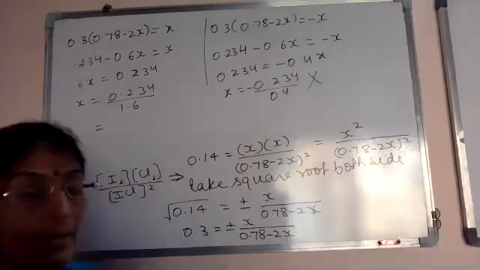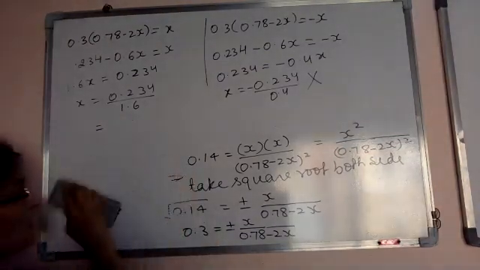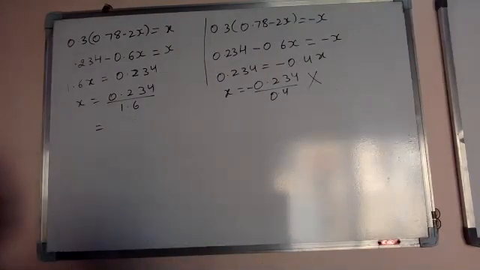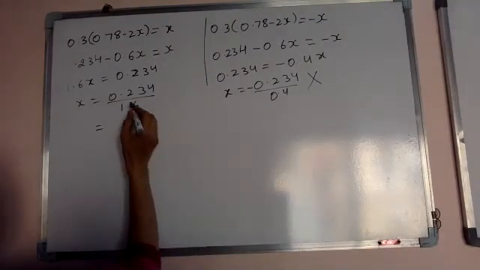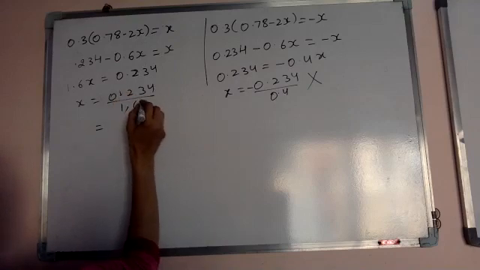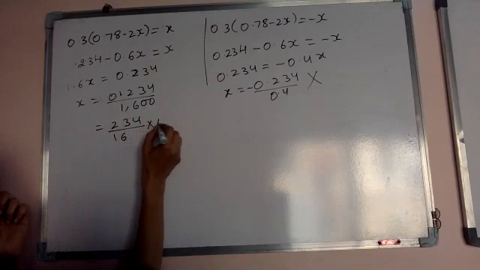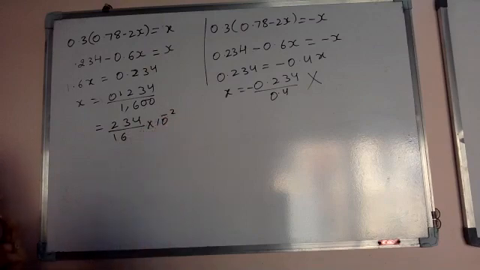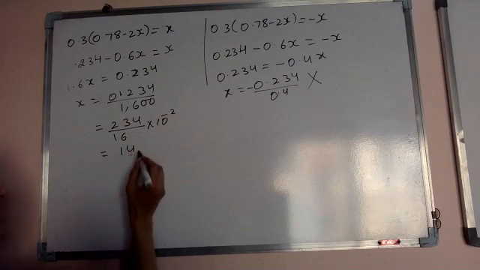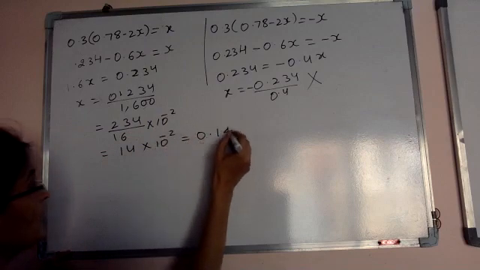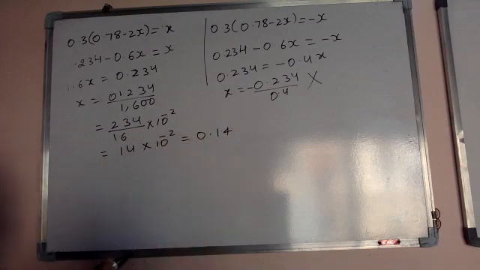Calculate what the value of x will be. Divide it by 16. If you remove the decimal, two zeros will come: 234 upon 1600. 100 can be written as 10 to the power minus 2. What's the value? 14 something. 14 into 10 to the power minus 2, that is 0.14. That is the value of x.